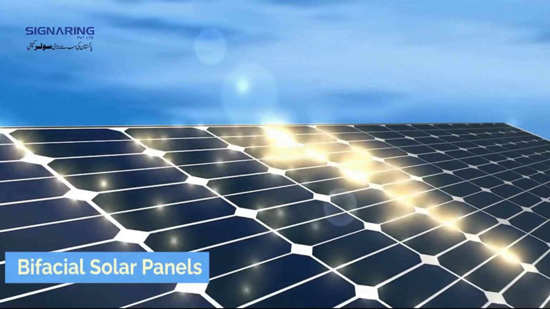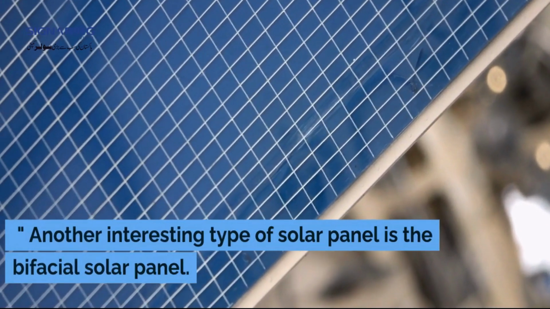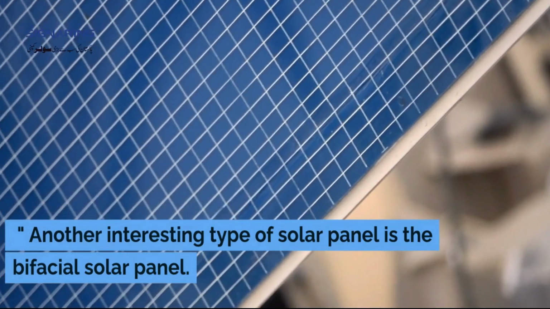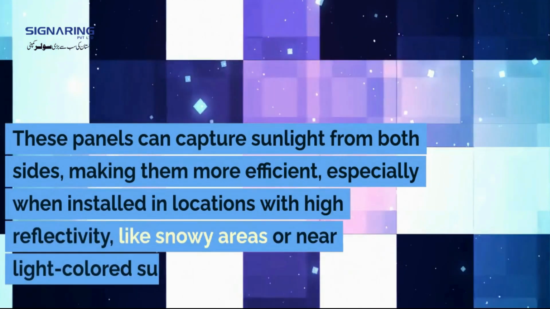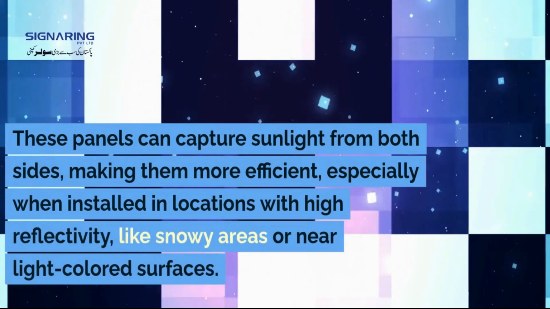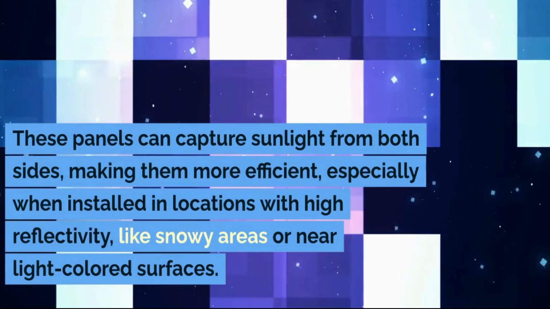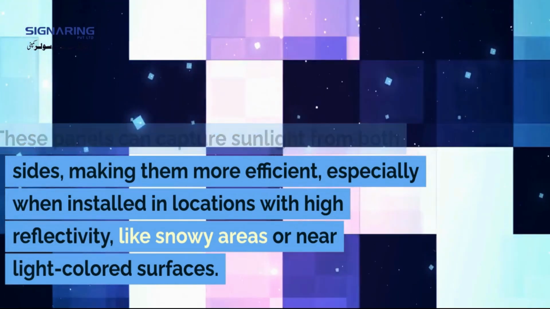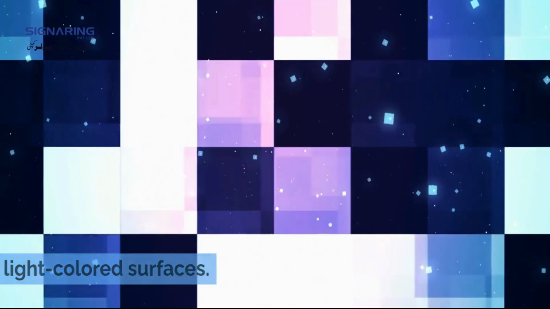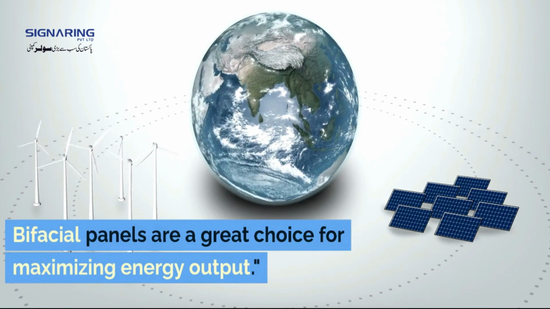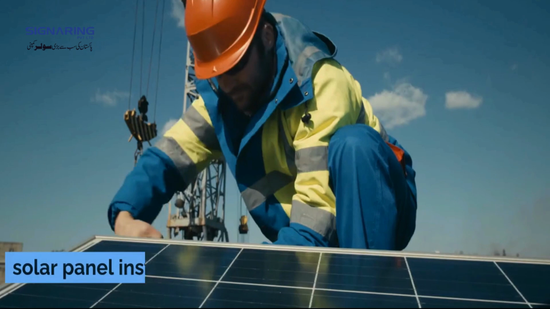Bifacial solar panels. Another interesting type of solar panel is the bifacial solar panel. These panels can capture sunlight from both sides, making them more efficient, especially when installed in locations with high reflectivity like snow, cold areas or near light colored surfaces. Bifacial panels are a great choice for maximizing energy output.